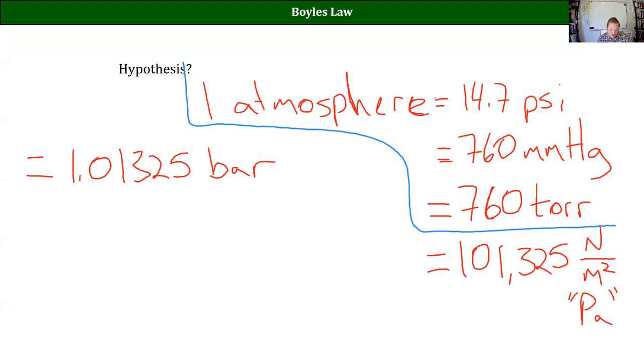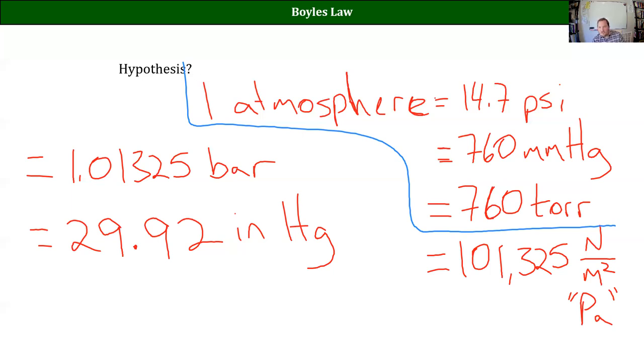Meteorologically, if you get into meteorology, they actually still measure things in inches of mercury in the US for their barometric pressure. And it's just a straight conversion: 760 millimeters is 76 centimeters, divided by 2.54. So standard atmospheric pressure in inches of mercury is 29.92. Most scientists are not going to use inches of mercury. Most medical professions where pressure matters are not going to use inches of mercury.